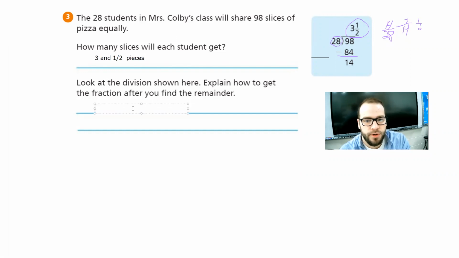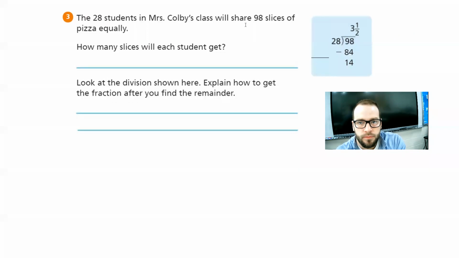Look at the division shown here. Explain how to get a fraction after you find the remainder. Oh, we know this. Remainder over divisor. That's what that disgusting thing on the outside is called. That's the name, divisor. That's all you got to put. You don't have to explain any more than that. You guys know how to do that because we've been doing that already. Number 4.